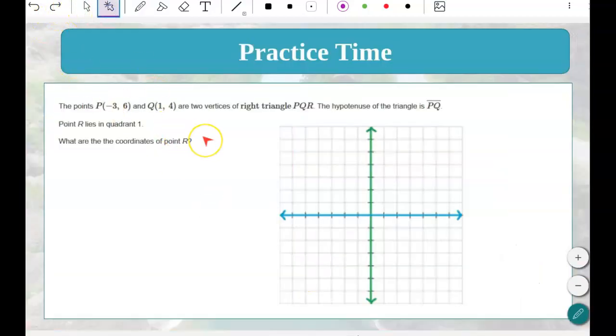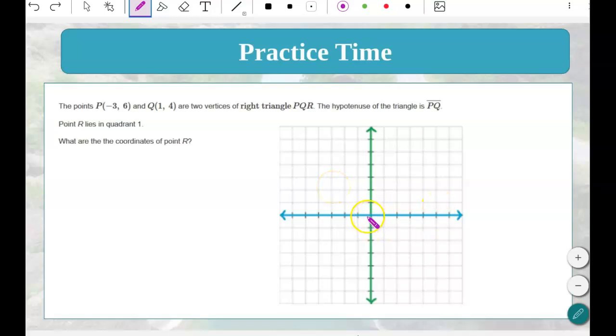All right, we're going to do a few practice problems here. It says the points P(-3, 6) and Q(1, 4) are two vertices of right triangle PQR. The hypotenuse of the triangle is PQ. Point R lies in quadrant 1. So we've got to remember our skills here. We're going to go ahead and plot these points.